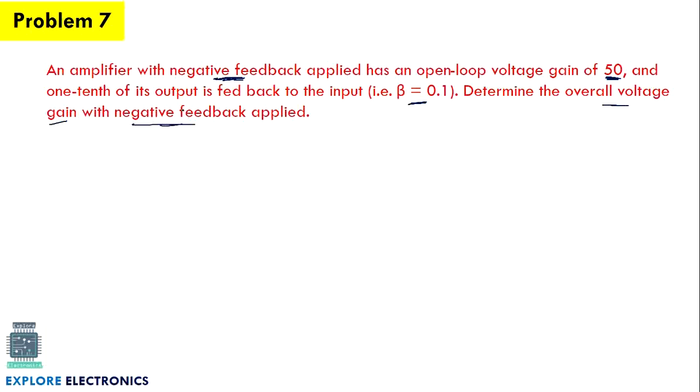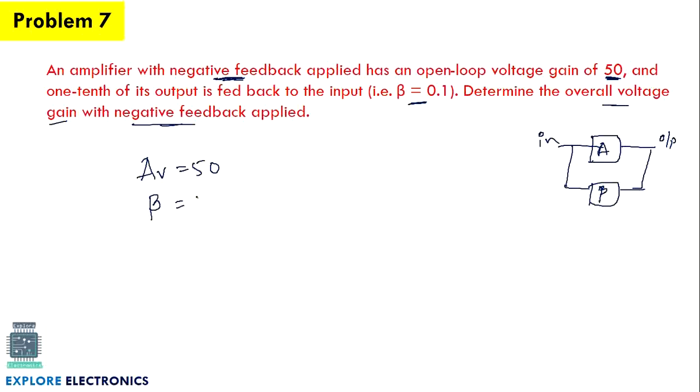Here they have connected an amplifier with negative feedback, that is beta. I hope you know what negative feedback is, right? This is the input and here we take the output. We need to calculate the overall gain of the amplifier. Here they have given the open loop gain AV is equal to 50, and also the feedback factor, which is 0.1.